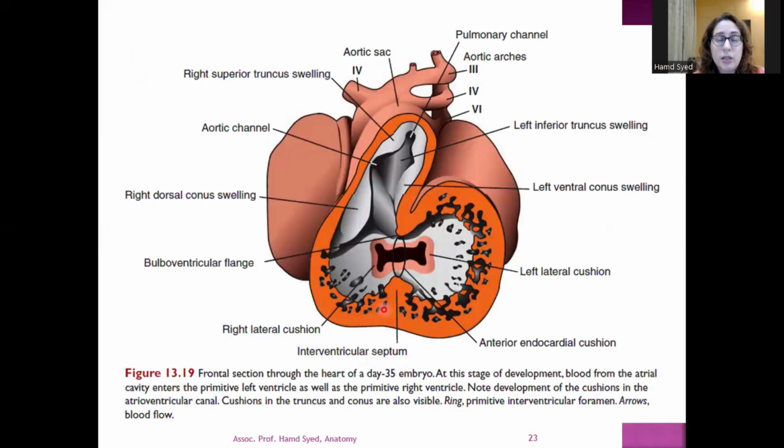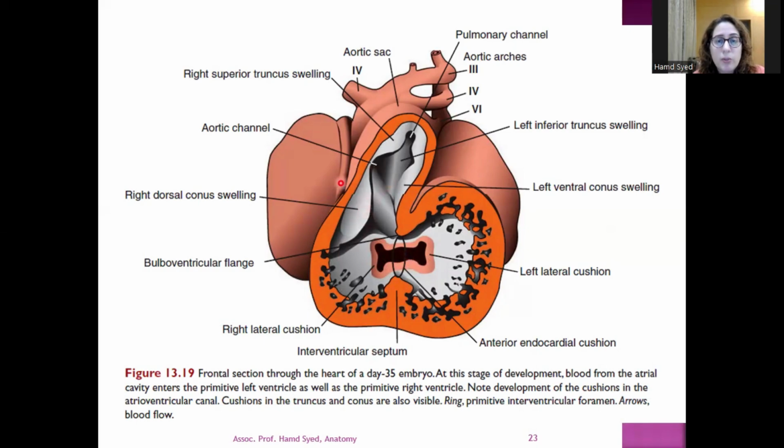So here we can see this is a frontal section through the heart of a 35-day-old embryo. And at this stage of development, you can see the blood from the atrial cavity will enter primitive left ventricle as well as the primitive right ventricle, because over here the AV canal, the passageway is still common. It hasn't subdivided at this stage.